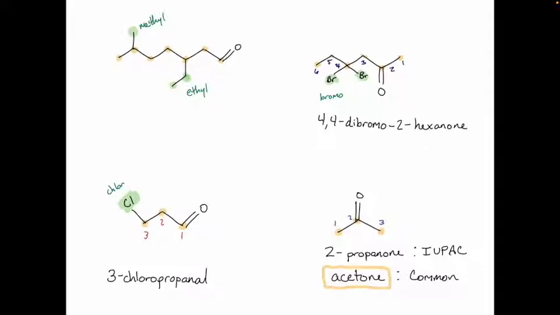Awesome. I'm going to number my parent chain, and again for aldehydes it's a little unique. We don't have to do both. We automatically know that this is going to be carbon 1. Okay. So that means that I have an ethyl group on carbon 3 and a methyl group on carbon 6.